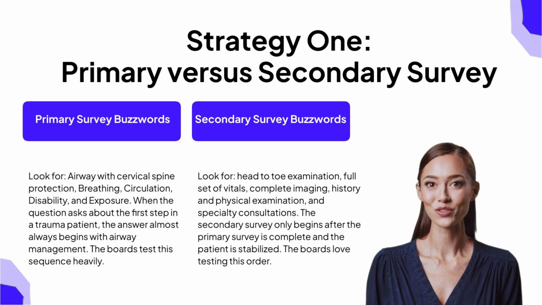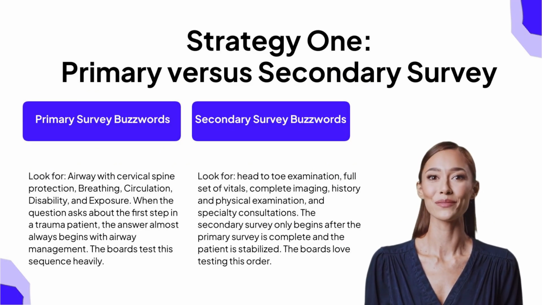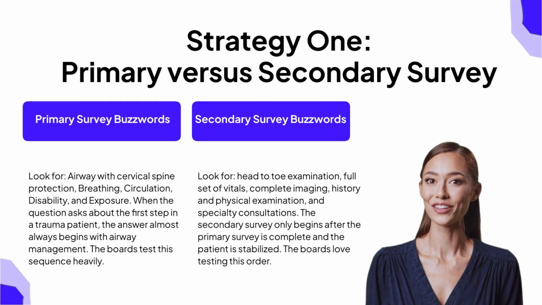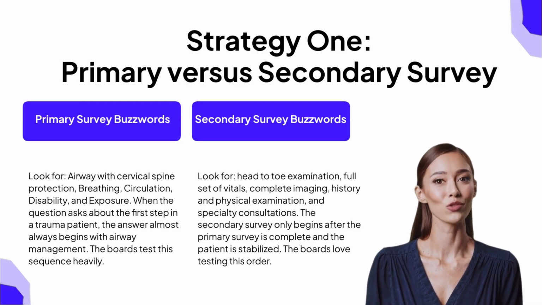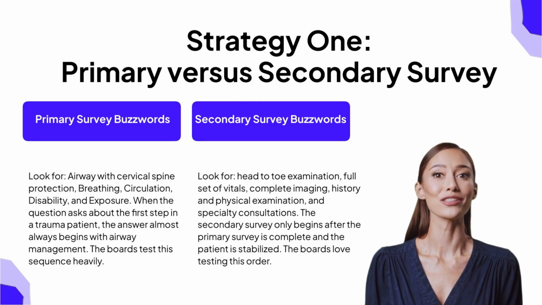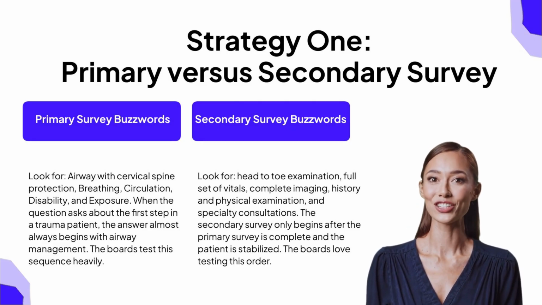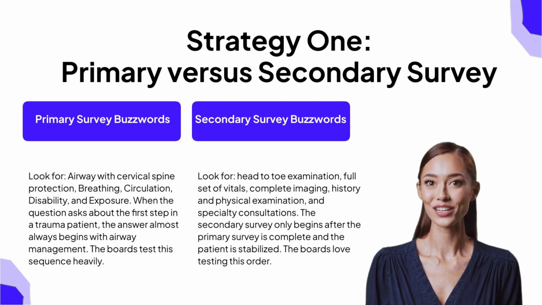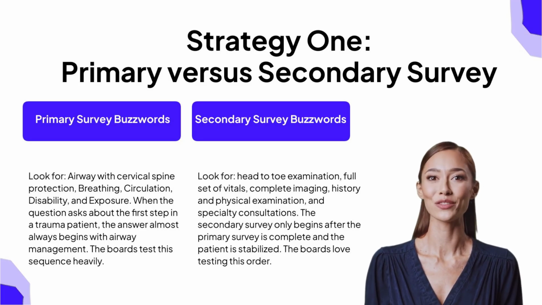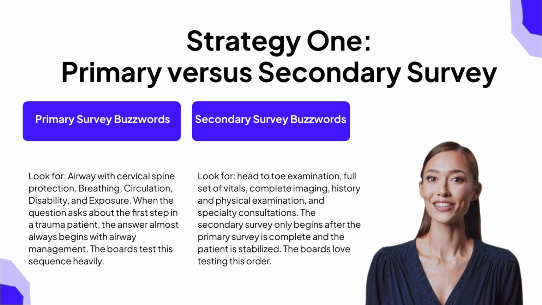This is the most important strategy for trauma questions. The boards will give you a patient with multiple injuries and ask you for the first step. The answer almost always follows the primary survey sequence: airway with cervical spine protection, breathing, circulation, disability, and exposure. If the patient has gurgling respirations, an obstructed airway, or is unresponsive, the answer is always secure the airway first, no matter what else is going on.